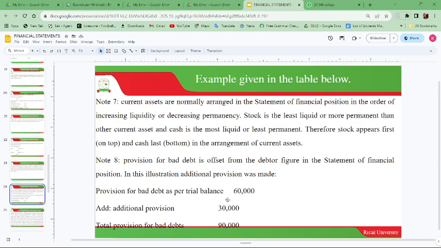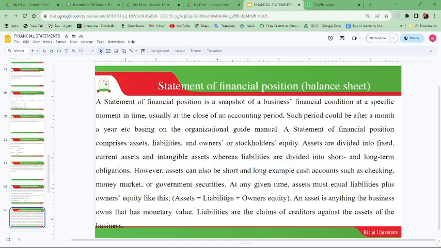So here when we look at the statement, these are other notes, sorry. A statement of financial position covers a period that could be a month or a year. So you may prepare it after a year or a month. It depends on the organization's guide manual, so it depends on the organization or the business.